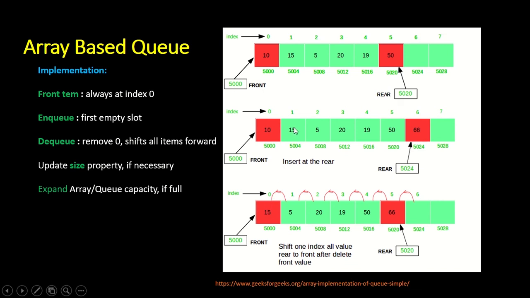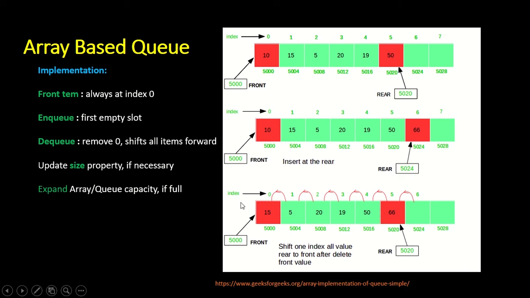15 was at index 1 before. When 10 was dequeued, the element 15 is now at index 0. Then the 5 is now at index 1. The 20 is at index 2. Then so on, it follows. It shifts all items forward.